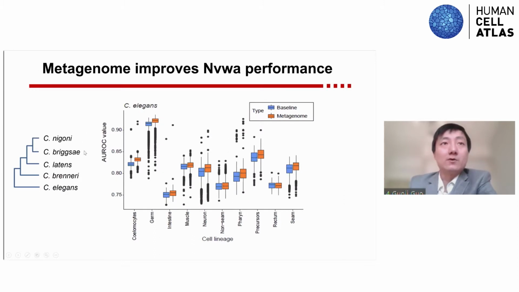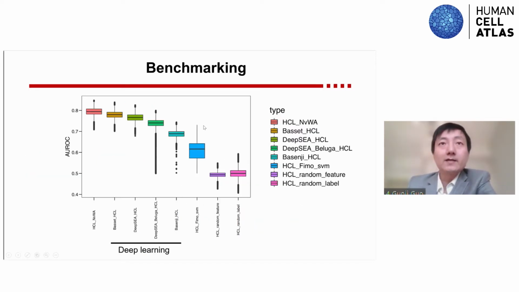And metagenome with the related species really hopes to improve the NUA model. And using the single cell data, our NUA model performed better than many of these other cell population-based deep learning models for gene expression prediction.